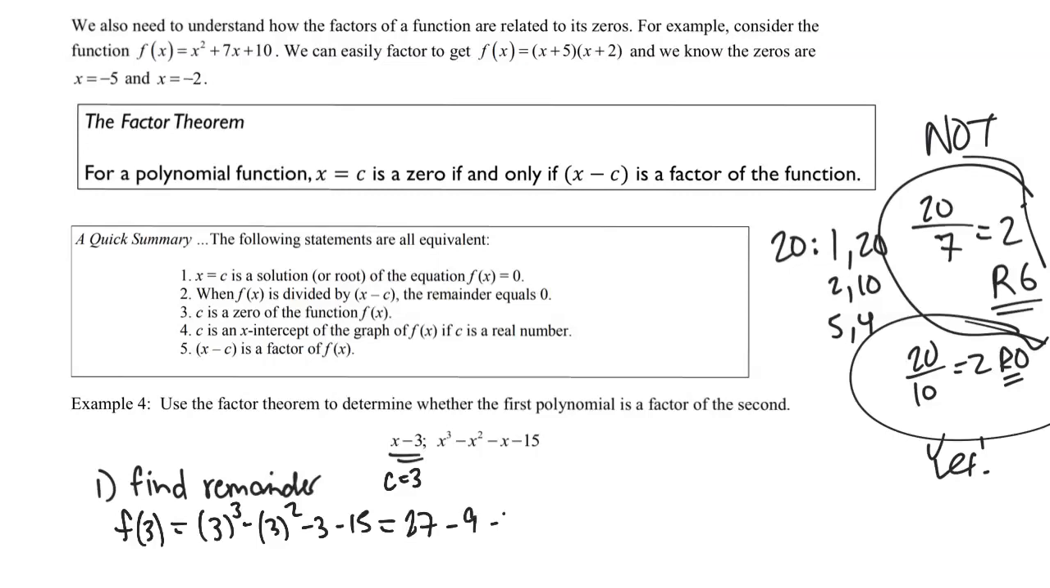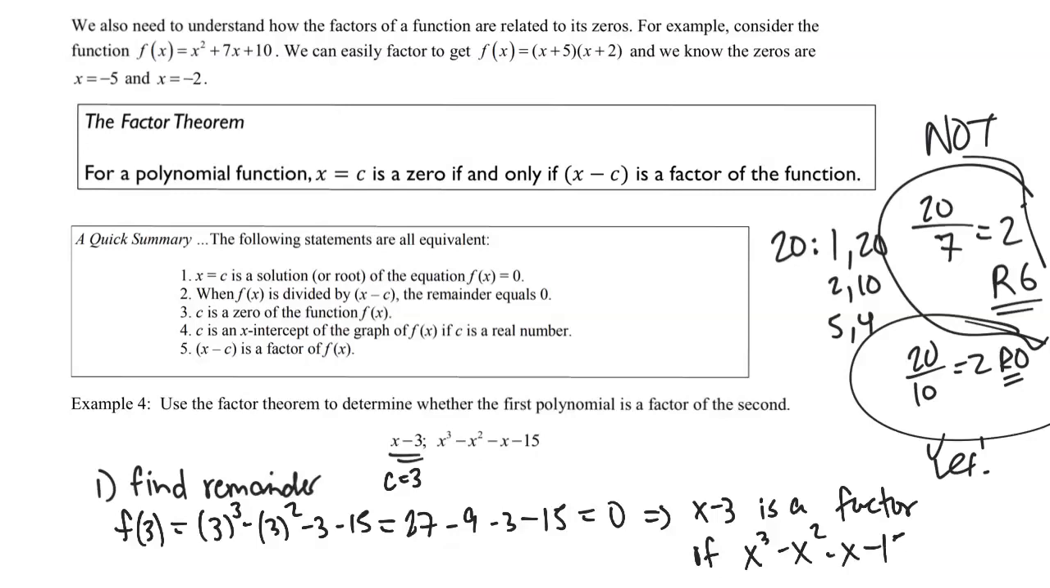27 minus 9 minus 3 minus 15. And so that is going to be 27 minus 9 is 18, minus 3 is 15, minus 15 is 0. And so because I got a remainder that equaled 0, what I can say then is the conclusion: x minus 3 is a factor of this function. And normally we would give it a name, but I didn't give it a name here, so I'm just going to write it out.